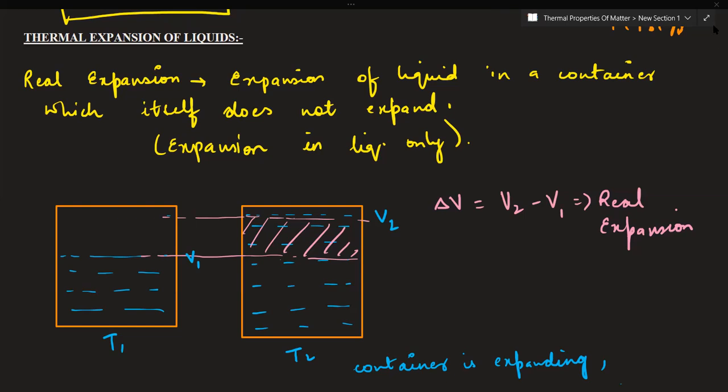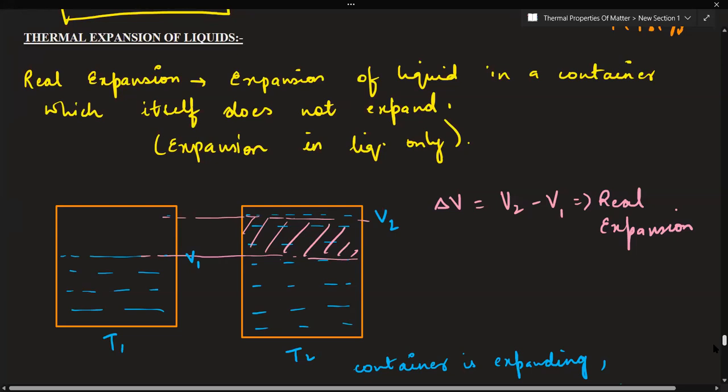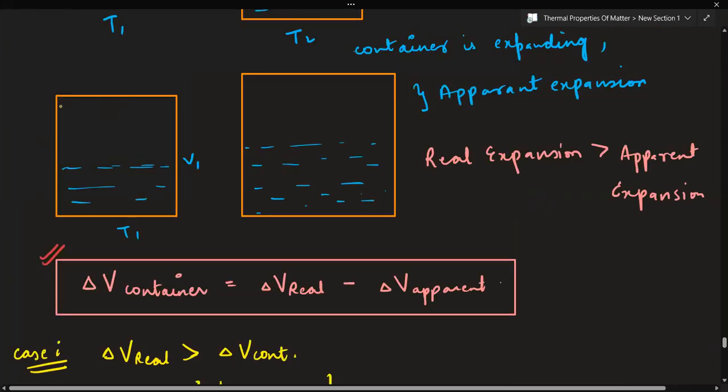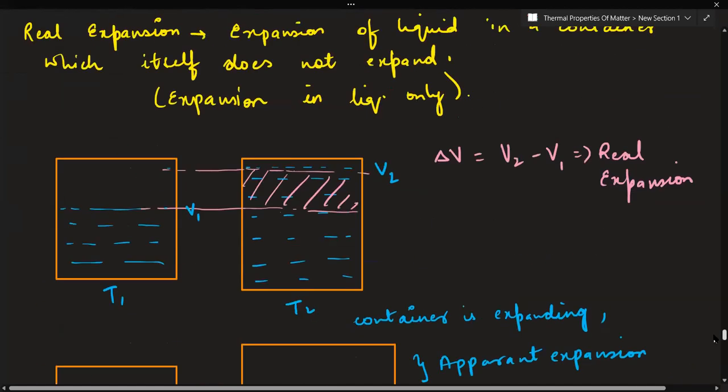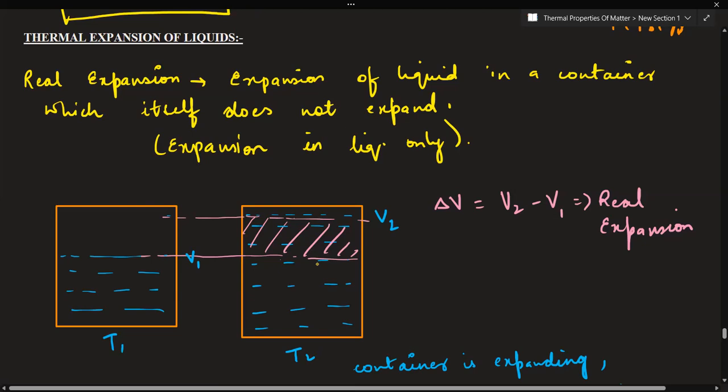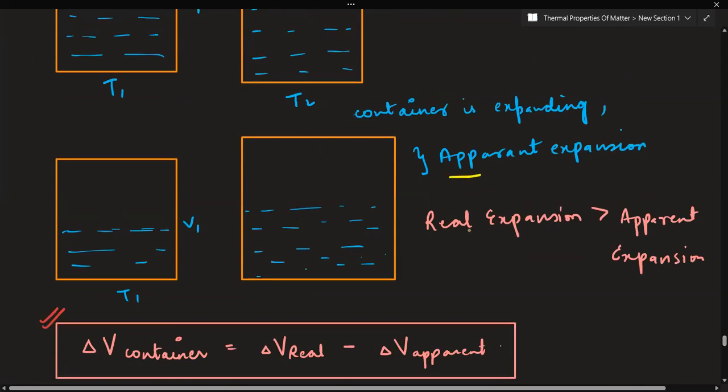So this kind of expansion is known as real expansion. Now see, what if the container were also expanding? See, this is the container, this is the water. Now if the container is made up of metal or something which expands on heating, the level of liquid will also increase because of thermal expansion in liquid. And the container's volume will also increase because of thermal expansion of solid. So what will happen? Now the level of the liquid will not rise that much. Why won't it rise that much? Because it has the space to expand now. In the previous case, since the vessel was not expanding, it didn't have enough space to expand. So this kind of expansion, where the container also expanded, is known as the apparent expansion.